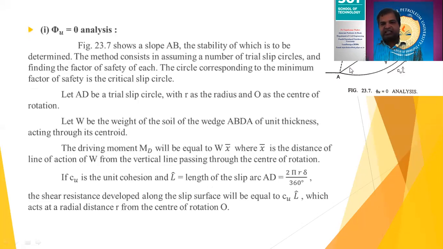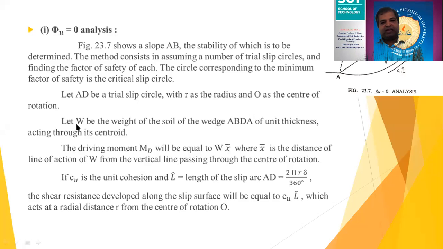We will take in more detail later how to fix this particular center. At present, just assume O is the center. From this center, I'm drawing a trial slip circle with a radius r, and this r will actually change with the number of trial slip circles. Okay, let's do the analysis for this arc only at present, just to formulate the sequence.